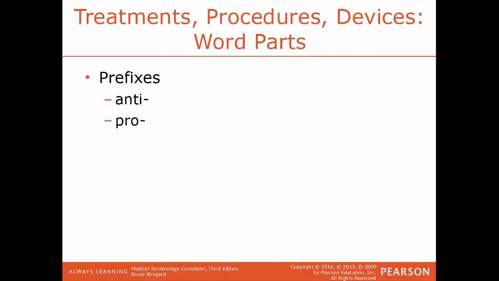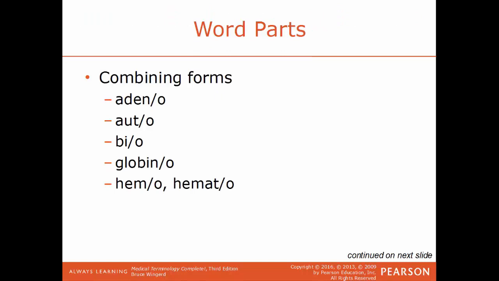Alright, now I'll talk about some treatments, procedures, devices, and some word parts. The first one, I'll talk about some prefixes. Anti will mean against. Pro will mean for. So these are opposite. Some other combining forms, many of which we talked about already. Adeno is a reference to gland. Auto means self. Bio means life in general. Globin or globino is a reference to protein.